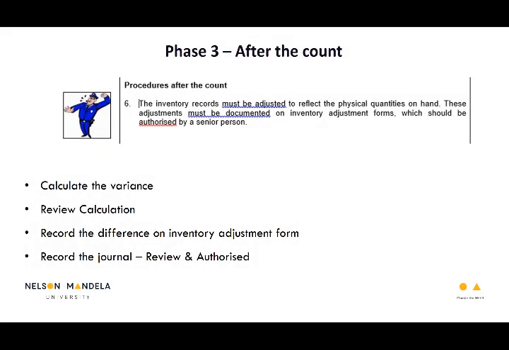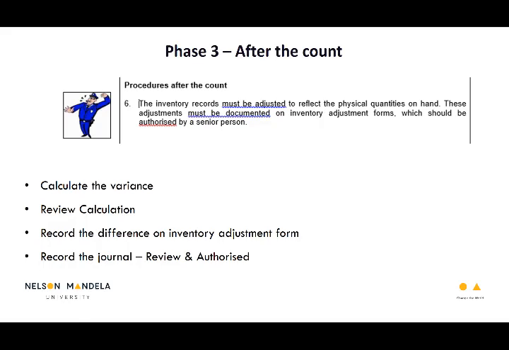And that brings us to our last procedure. It says the inventory records must be adjusted to reflect the physical quantities on hand. These adjustments must be documented on inventory adjustment forms, which should be authorized by a senior person. Now, this one control, I can break it up into a few steps. The first one would be that we need to calculate the variance. And you calculate that variance by comparing the actual inventory quantities to the quantities that have been recorded on our count sheets.